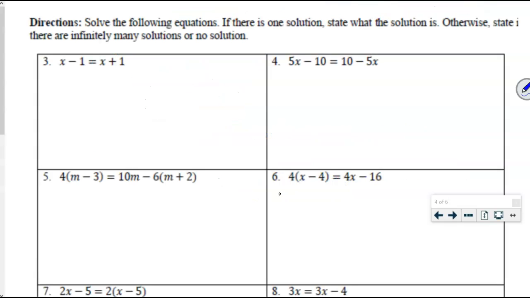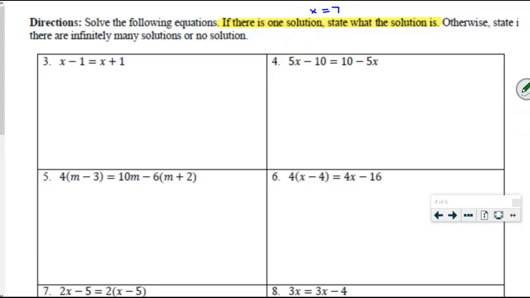So let's practice this. We have a bunch of equations. Let's make sure we understand how we need to be stating our solutions. If there is one solution, we're going to state what that solution is. Don't let that confuse you. You have had lots of problems like this. In fact, every problem up until this point has been like this, where you solve it and you end up with something like x equals 7. That is one solution. The solution is x is 7.